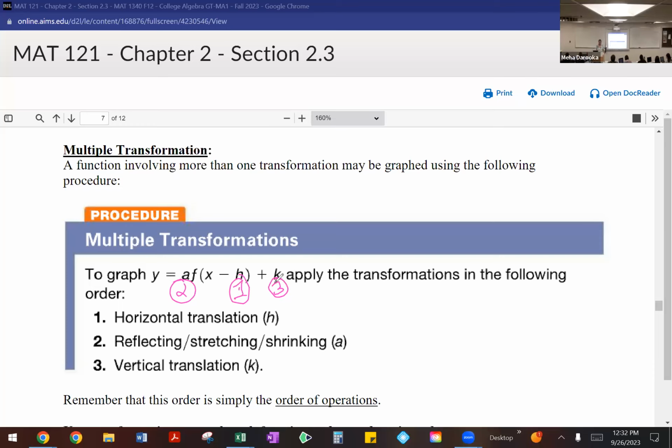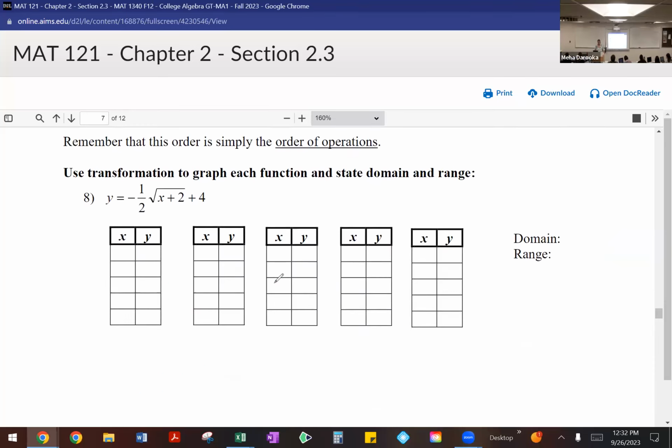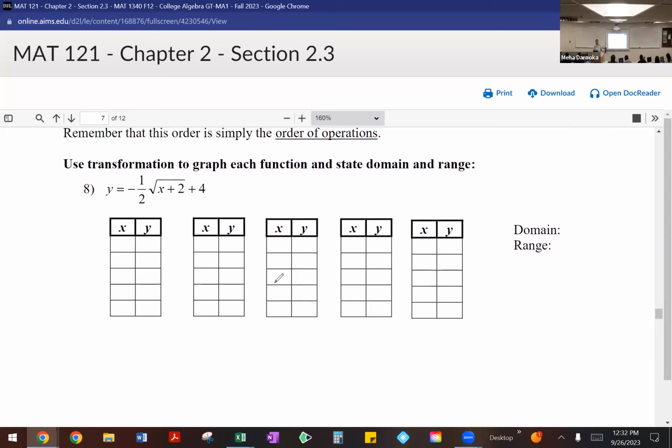So let's take a look at this example here because it's having us do it step by step. Let's write it down so I can translate it. So we have -1/2, so you can see there's a reflection and a shrink happening, square root of x plus 2. So that's the horizontal movement. And then you have the +4 on the outside, which is your vertical movement.